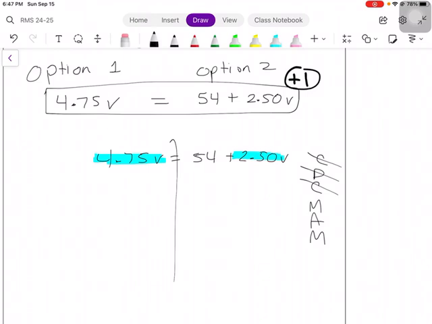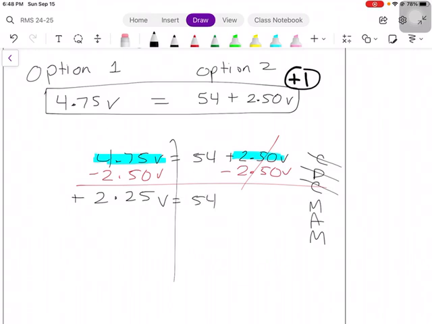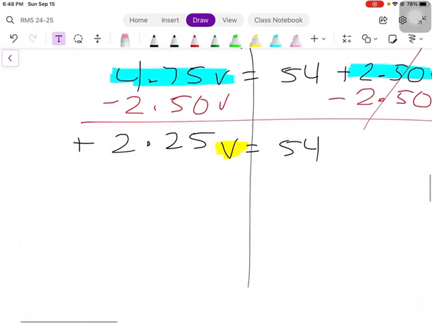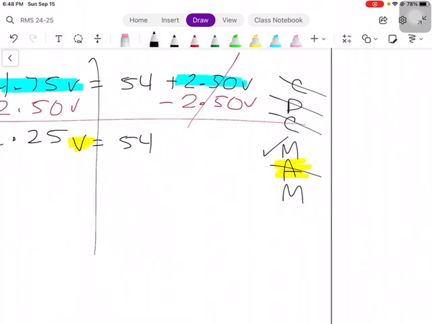So we're going to take the smaller one, positive 2.50v, and do the opposite of that. And some of you didn't start with that, and I think it's because you didn't write your CDC ma'am, so you didn't know you were supposed to start with that. So we end up with 2.25v equals 54. Now we get to the step where we do the opposite of addition or subtraction. But if we look, there really isn't anything to do the opposite of here. We're already on the last step, so we skip that.